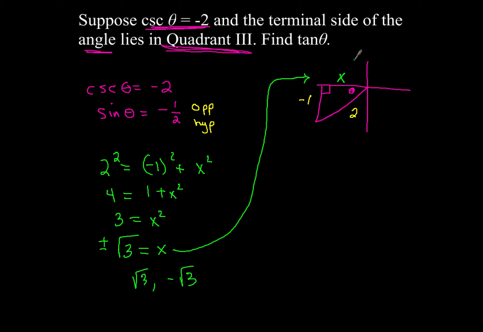So based on the location of where the x is here in quadrant 3, my x is always going to be negative. So that means this is going to be the -square root of 3 for that value.